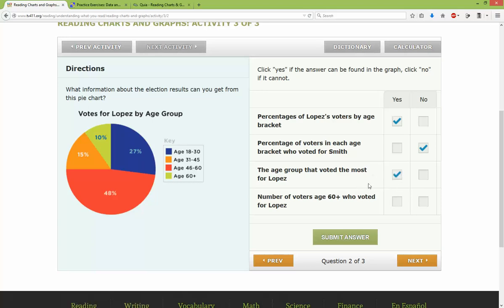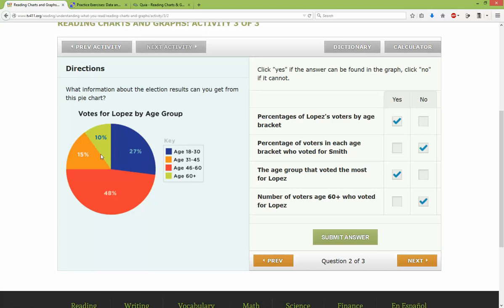And number of voters age 60 plus who voted for Lopez. No, we can only get the percentage for this one. We can see that 10% of Lopez votes were 60 plus, but we don't get the actual number. Now, combined with this and the other chart, we could, but not based on this one alone.